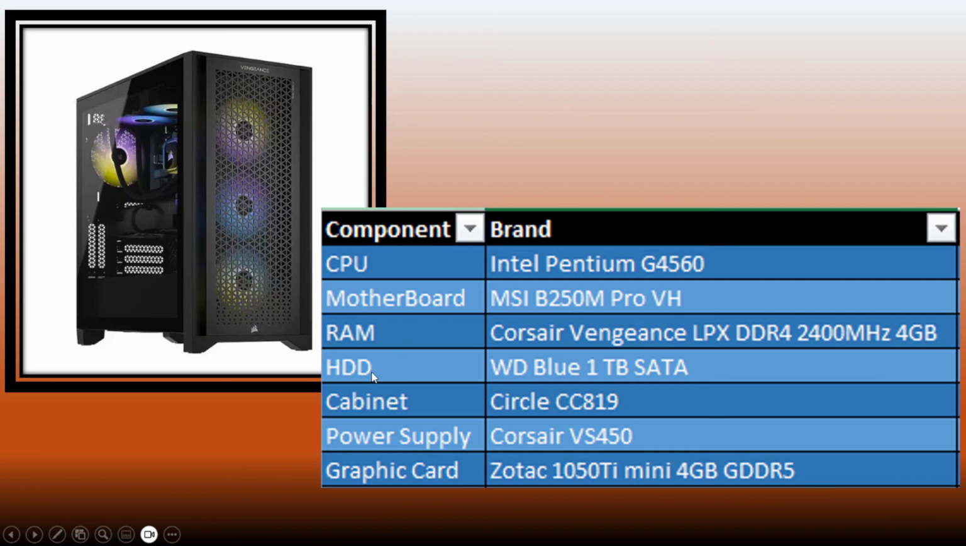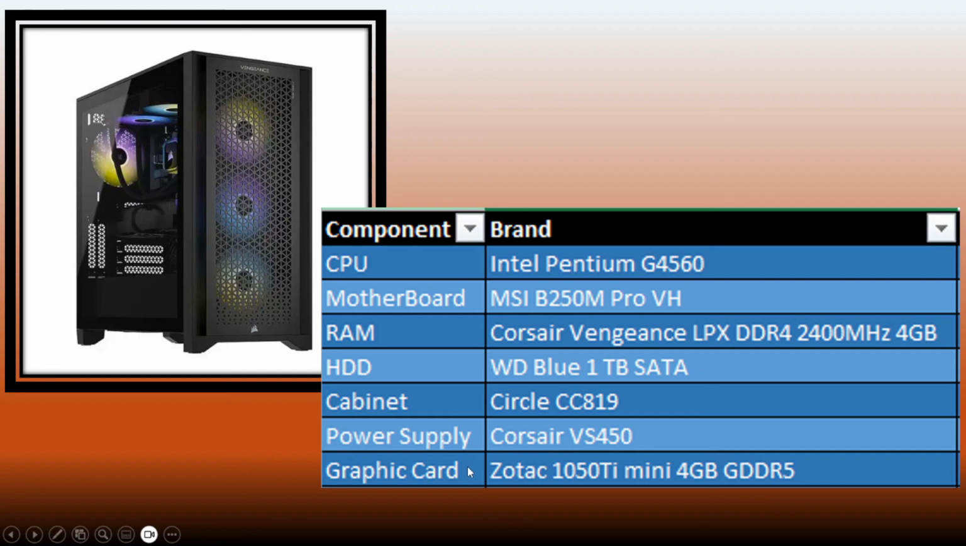Then with your hard drive, right? This one, traditional hard drive, Western Digital, Blue. It's a 1 terabyte drive connected with SATA. The cabinet, in other words, that is our tower here, our system unit, that's the make and model of that. The power supply, also Corsair power supply, and the specific graphics card.